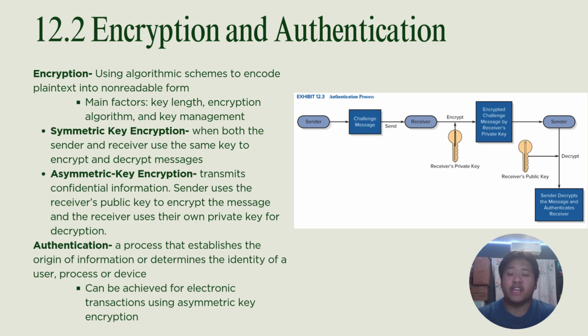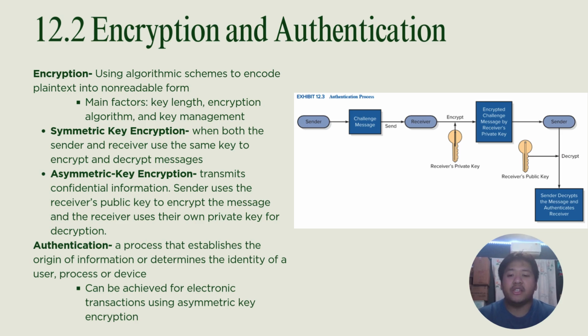Moving to encryption and authentication. Now, encryption is using an algorithmic scheme to encode plain text into non-readable form and has three main factors, which are the key length, encryption algorithm, and key management. The two encryption algorithms are symmetric and asymmetric key encryption. Symmetric key encryption is when both the sender and receiver use the same key to encrypt and decrypt messages. Asymmetric key encryption is used when you are trying to transmit confidential information. In this instance, a sender would use the receiver's public key to encrypt the message, and the receiver uses their own private key for decryption.